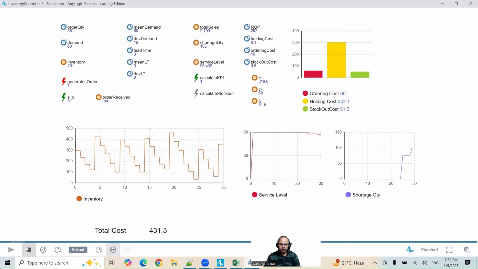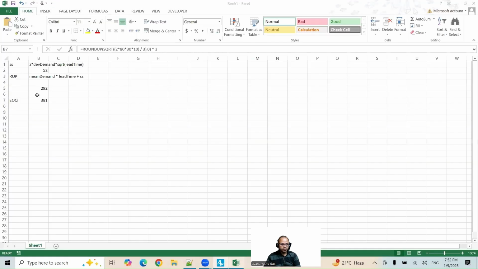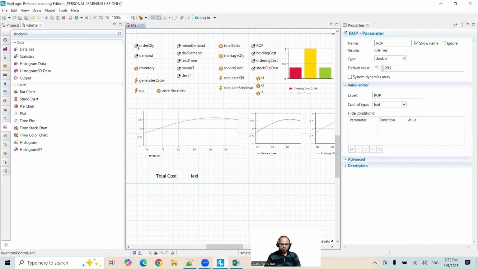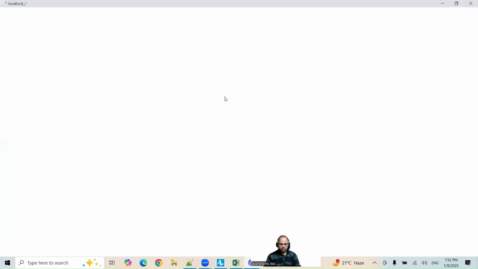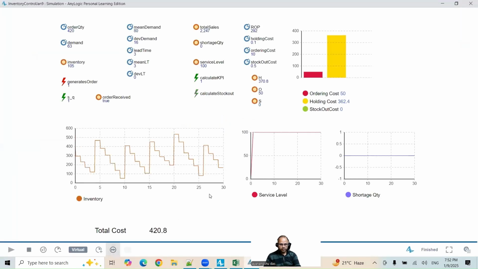How can we improve? There is a concept of further adjusting the EOQ based not only on the mean demand but also considering the deviation of demand. So for our case, the deviation we considered, and this is the modified volume that we can order. If we change this order quantity, we see that we have further improvement in the total cost. There are no shortages and the service level is at 100%.